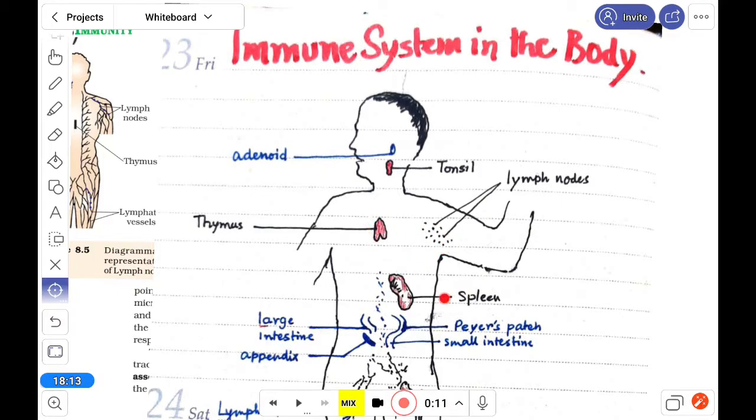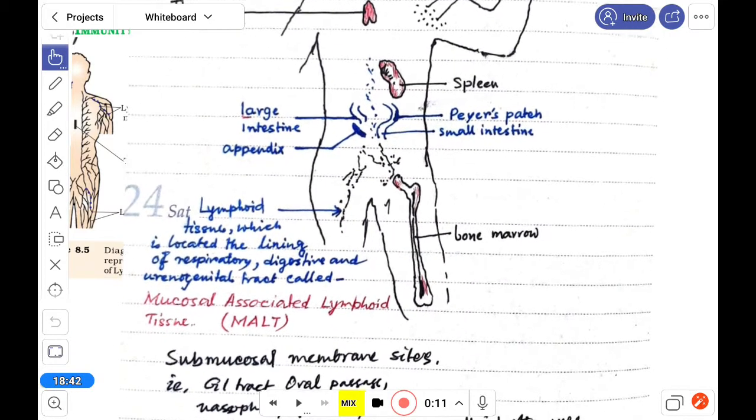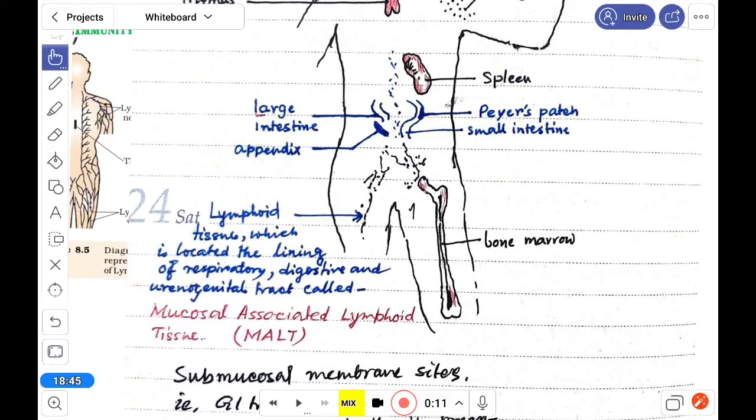Then the lymph node, and here the spleen, a large gland, but a ductless organ situated in the upper part of the abdominal cavity. It is the largest lymphoid organ. Peyer's patch is found inside the ileum, the aggregated lymphoid nodes. Another part you have to keep in mind is the mucosal associated lymphoid system, which is called MALT. This is important.